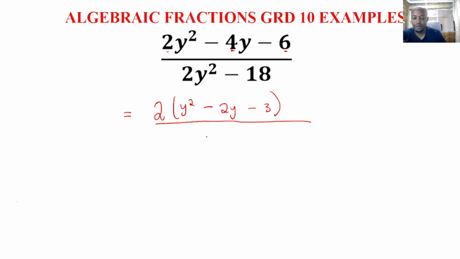Okay, and then at the bottom, what can we do? We can also take out 2 as a common factor. You're going to be left with y squared minus 9. There you go. And then you can see already that 2 and 2 will just cancel out, okay?